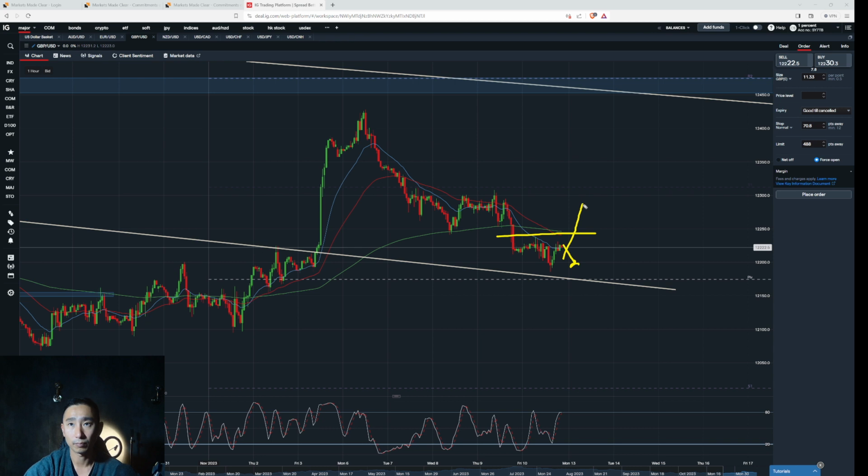So on the break above, I'll put my stop loss under the monthly pivot area. So aim for this 1.24 area. Good reward to risk, so 3 to 1, 4 to 1 area, so 400% return. Not a bad trade, good reward to risk. So this is what I'm mainly looking at.